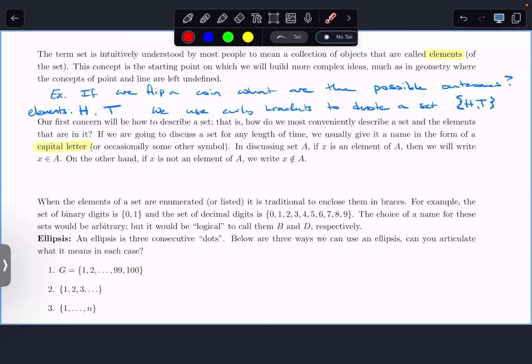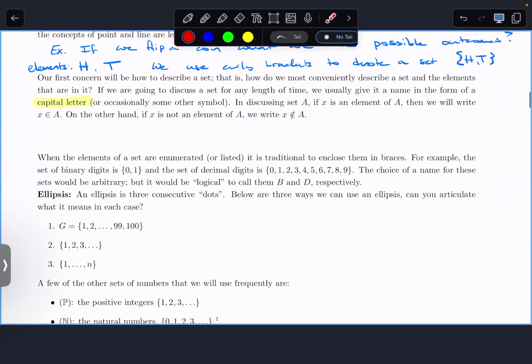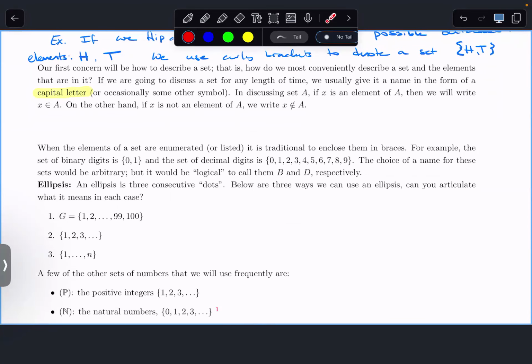I'm getting ahead of myself. Fine, I will get ahead of myself. There are scenarios where there are logical choices for names of a set. For example, if you have the set of binary digits, 0, 1, then you might call that B, and the decimal digits 0 through 9, then you might call that D, for example, just to show which ones are which.